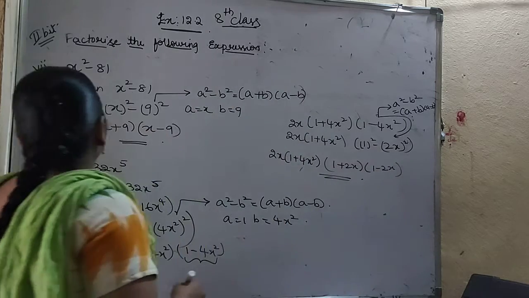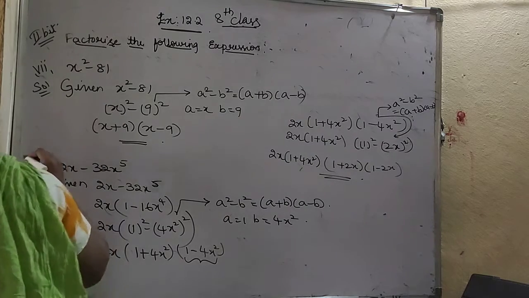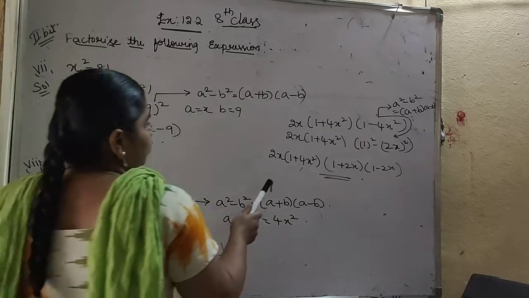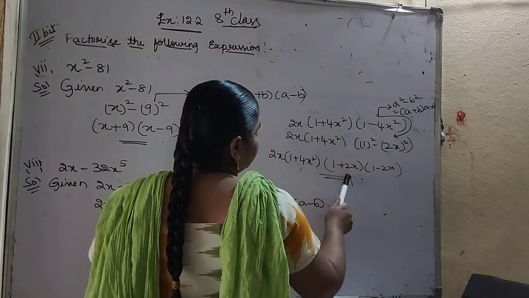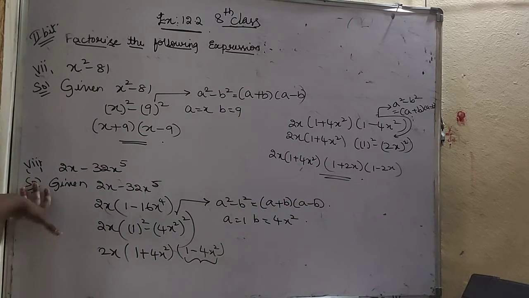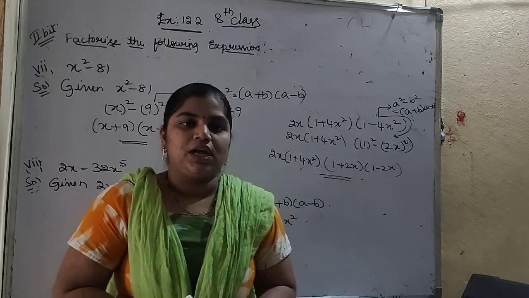So this is our eighth solution. These are the factors for the given expression. So 2x into 1 plus 4x square, 1 plus 2x, 1 minus 2x are the factors for the given eighth problem. Okay. So the remaining problems will continue in the next class. Thank you.